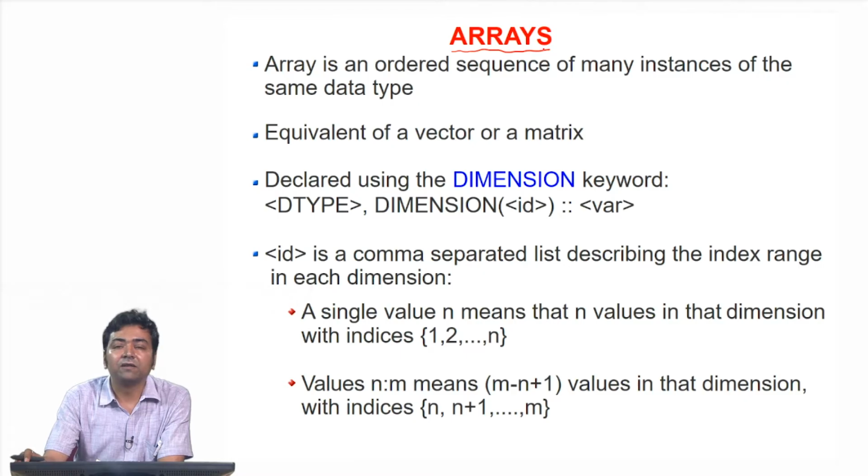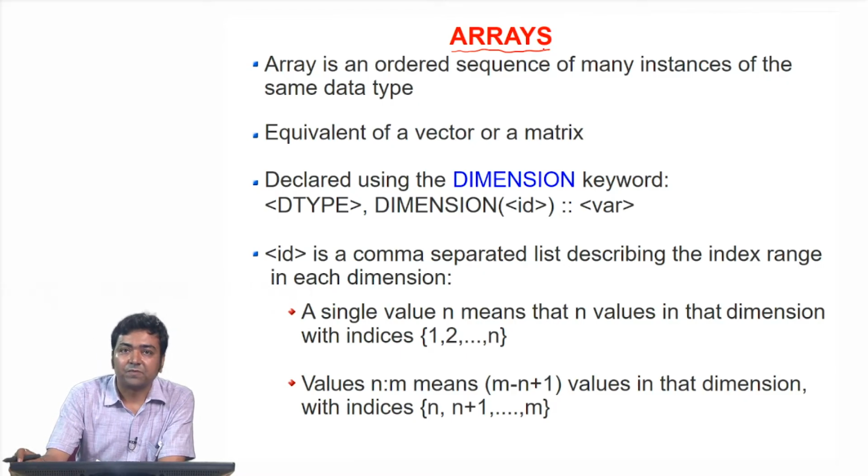So, by definition, an array is an ordered sequence of many instances of the same data type. For example, you can think that you need to write a vector. A vector has three components x, y and z. You can do it in two ways. You can declare, say for example, V1 as one variable, V2 as another variable, V3 as another variable, so each contains each component of a vector.